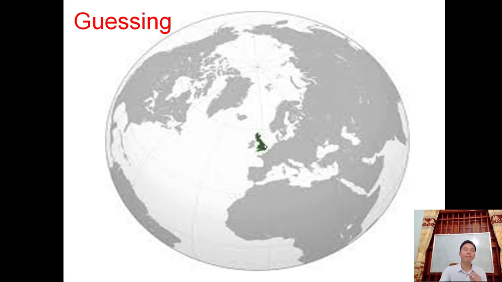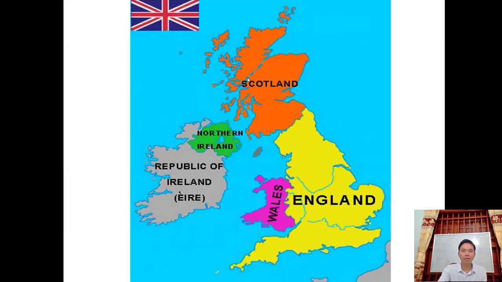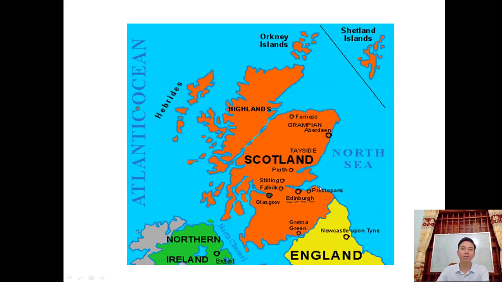Now, let's have a closer look, right? So, which country? You don't know? Now, it is England, right? It's UK. Okay, UK. So there are four kingdoms in the United Kingdom: Scotland, Northern Ireland, Wales, and England. Okay, and now look at it. It's orange. It's Scotland. Okay, yeah, it's Scotland.